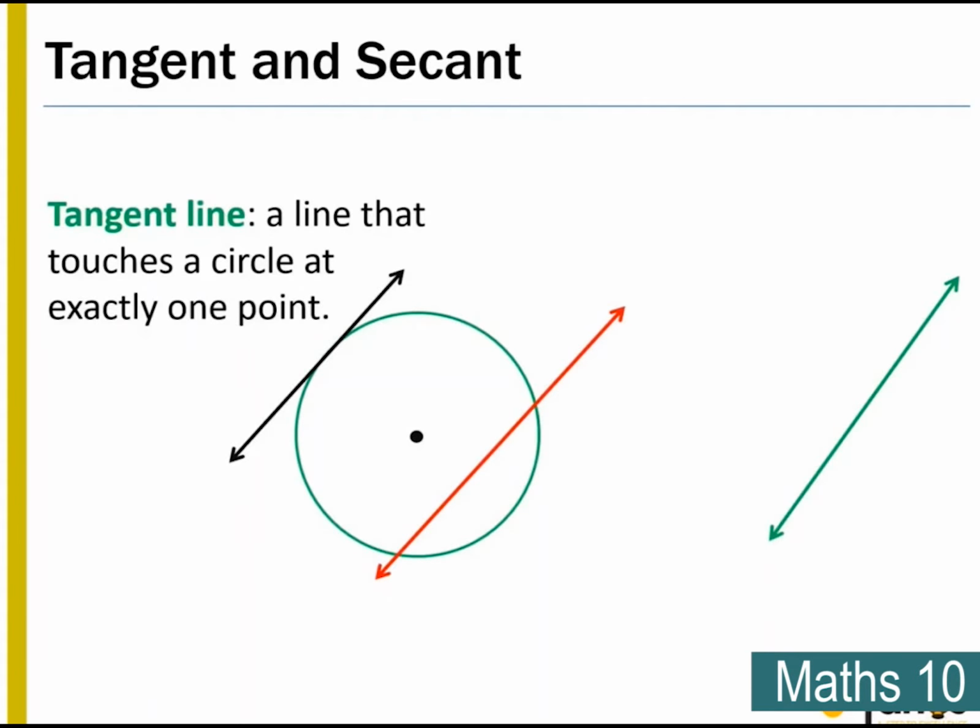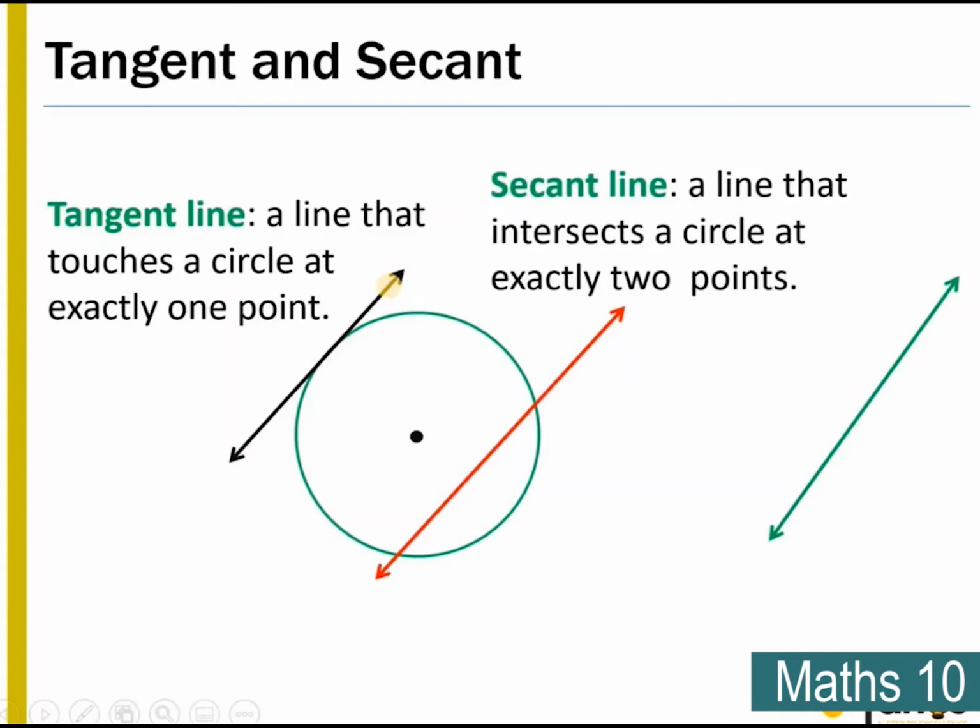A tangent line is a line that touches a circle at exactly 1 point. For example, this black line here. A secant line is a line that intersects a circle at exactly 2 points, like this red line here, which intersects here and here. This green line does not intersect or touch the circle at all. It stays outside the circle.